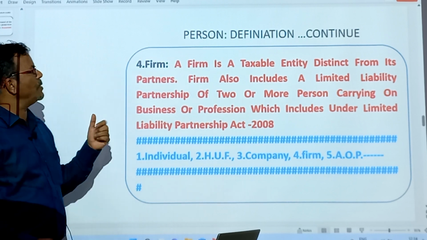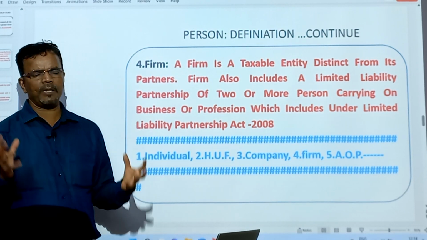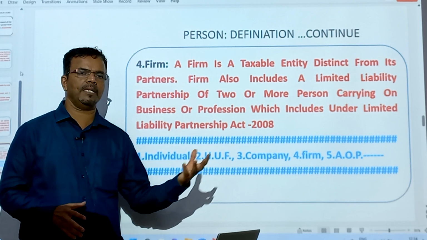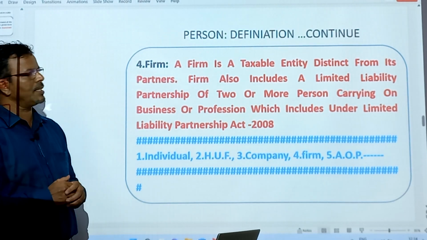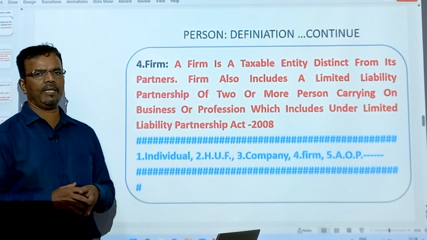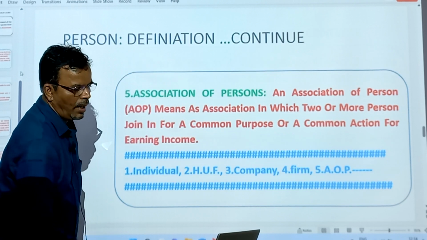After that, the fourth one is a firm. You know what a firm is. Where two or more persons come together and start a business with the intention to earn profit, this is known as a firm, and whenever they earn income, they are liable to pay the tax.